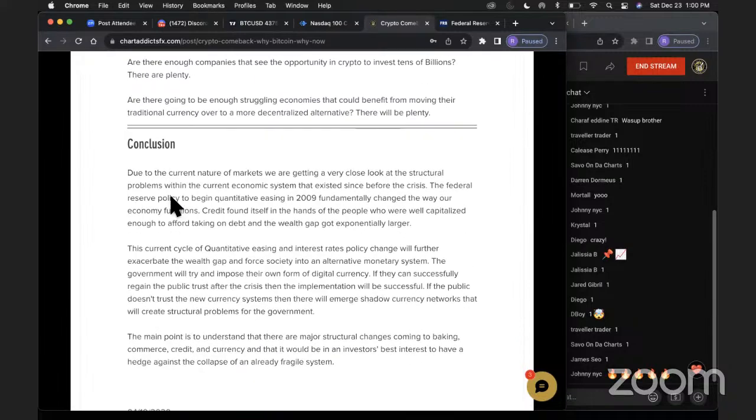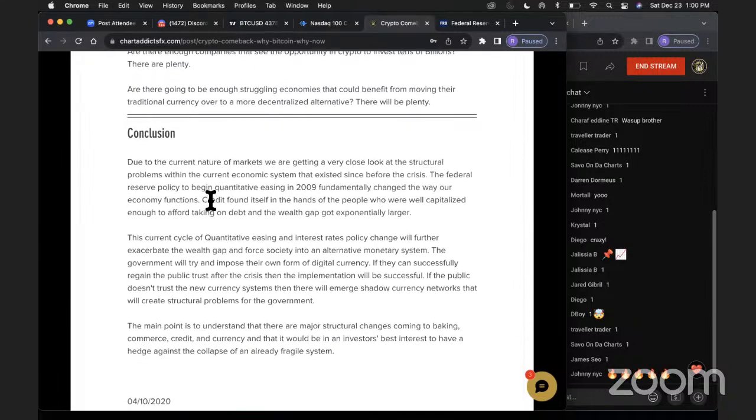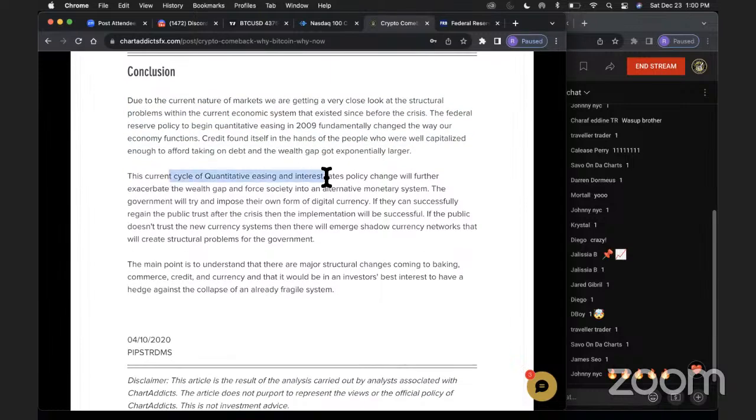Okay? The conclusion is the Federal Reserve policy of easing in 2009 changed the way our economy works. The current cycle of quantitative easing is going to really just exacerbate the wealth gap, and it's going to force society into an alternative money system. Because if this didn't exactly happen, we did not force society into an alternative money system. We forced society into an alternative investment vehicle.